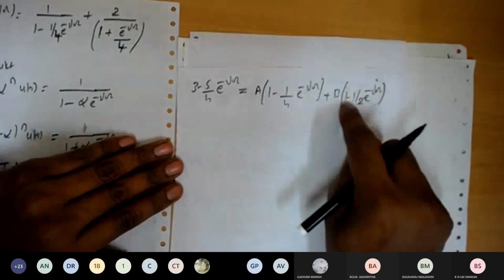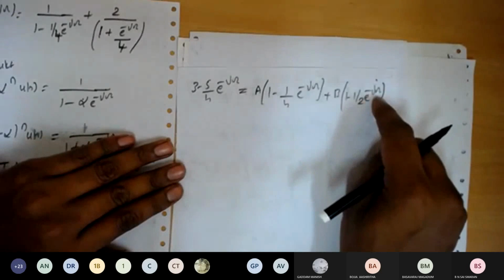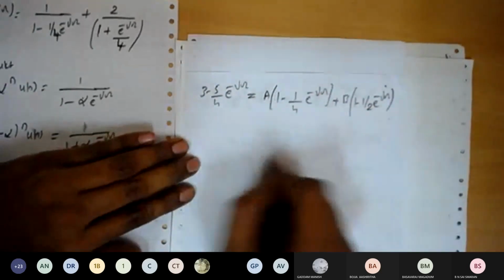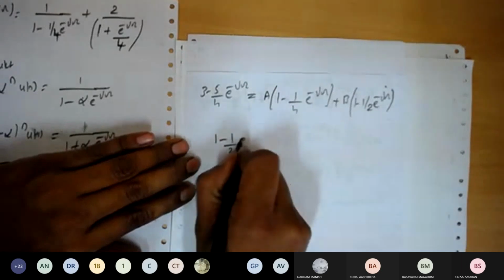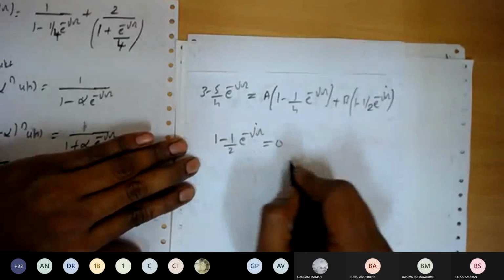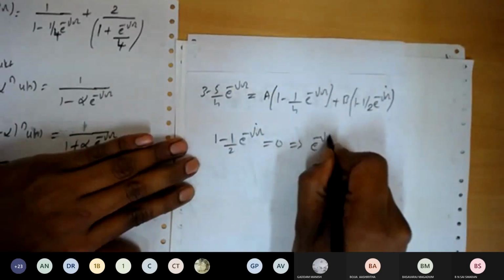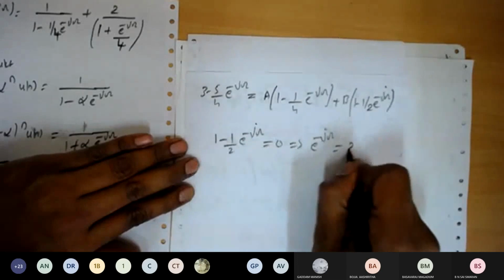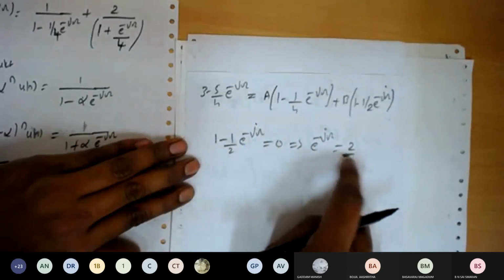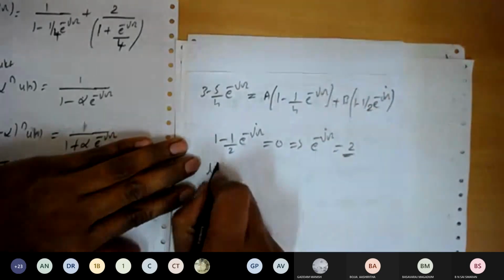So here we need to make 1 minus 1 by 2 e to the power of minus j omega equal to 0. So we can substitute e to the power of minus j omega as 2, as we did in the previous problem. We need to make it 0 here. Solving for this, we substitute e to the power of minus j omega equal to 2. If I substitute here, this will become equal to 0.